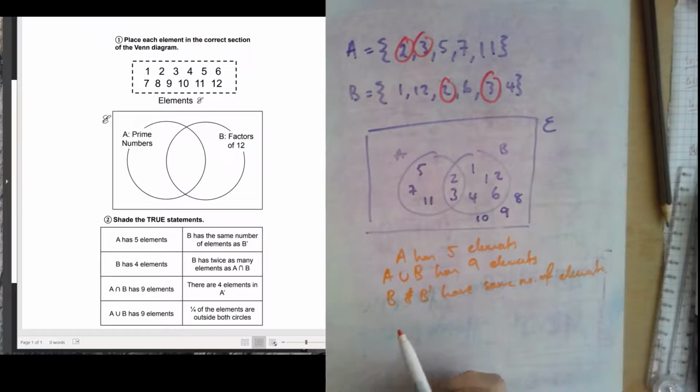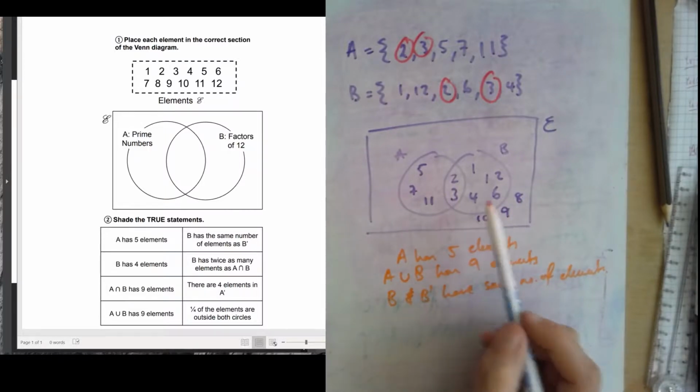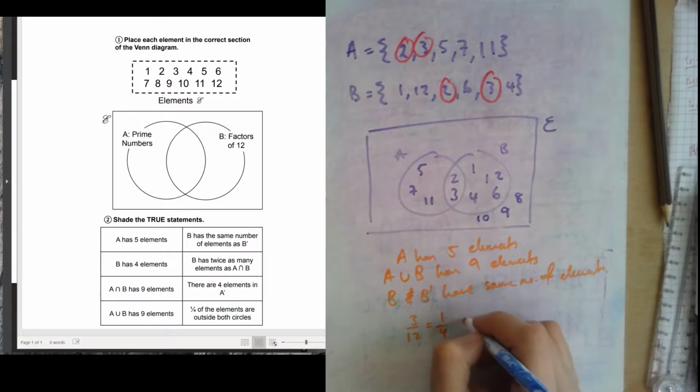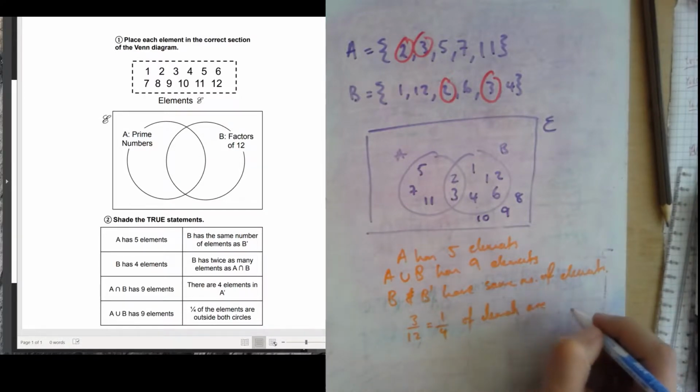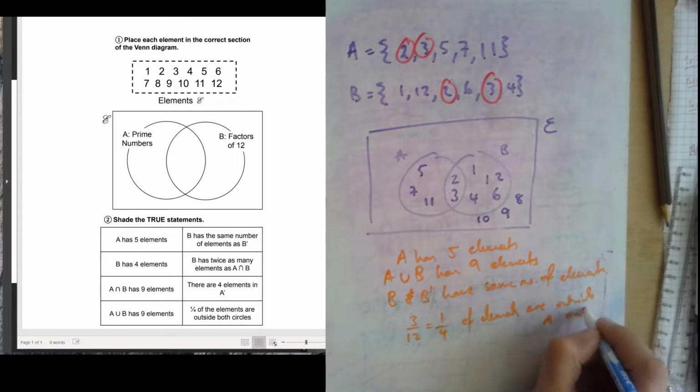And then it says a quarter of the elements are outside both circles. So I've got 1, 2, 3 on the outside. There are 12 altogether. So 3 over 12 is a quarter. So a quarter of elements are outside A and B.